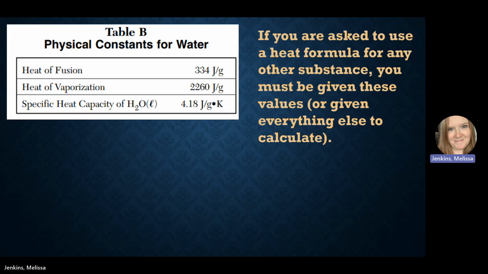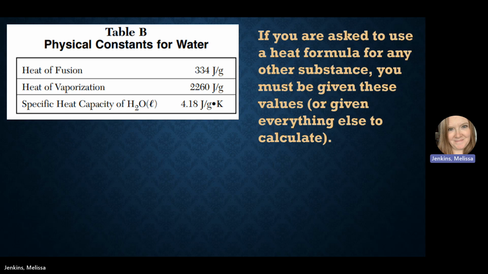Let me see, let me change this. Okay, so for table B, there we go. No, I get there eventually.